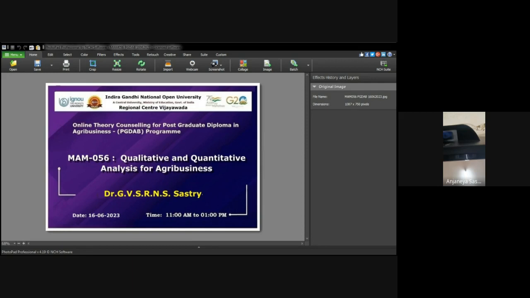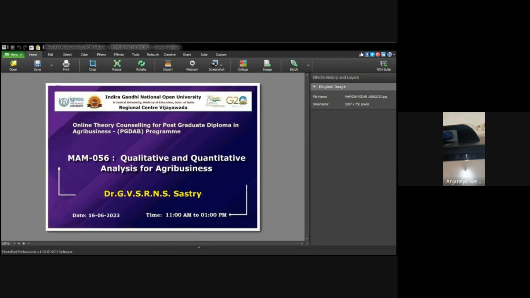Another one is linear correlation. Linear correlation means the degree of change in the x variable is equivalent to the degree of change in the y variable. That is called linear correlation. If it differs, that is called non-linear correlation. So these are the types of correlation.